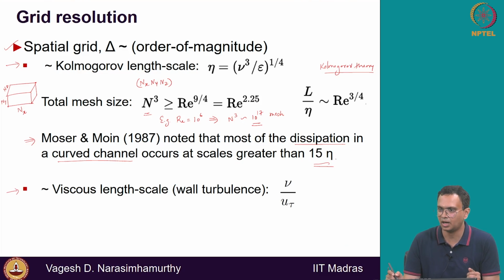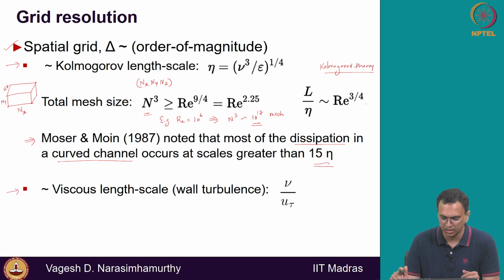But in general, I would always use delta to be less than, or sorry, delta to be comparable to eta, the same order of magnitude. That's what I would use. Slightly larger is also fine, but not greater than an order of magnitude. It's better to have the mesh size and Kolmogorov length scale at the same order of magnitude.